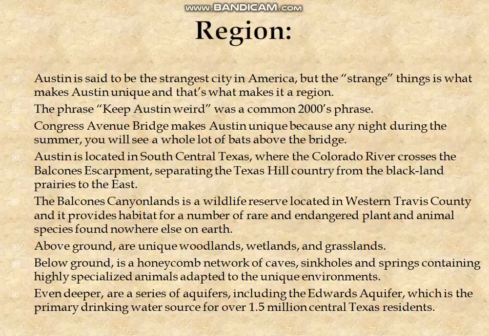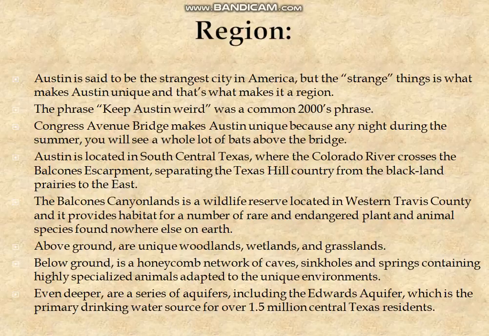And the Colorado River crosses the Balcones Escarpment, separating the Texas Hill Country from the Blackland Prairies to the east. And this Balcones Canyonland is a wildlife reserve located in western Travis County, and it provides habitat for a number of rare and endangered plant and animal species found nowhere else on Earth. So if y'all ever go to Austin, I'd check the place out. I know I want to.